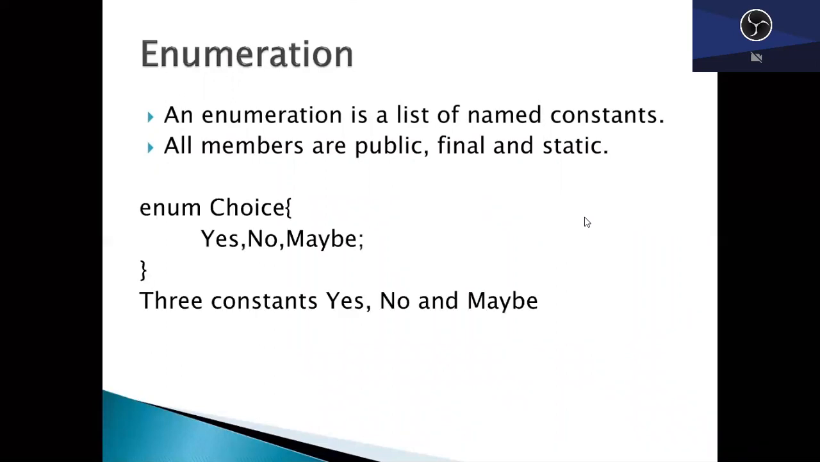So, for example, here you can see I have an enumeration. I can use enum to define an enumeration called choice. Enum is the keyword, and then you have choice. I have three values here, three constants: yes, no, and maybe. Each of these is a constant.